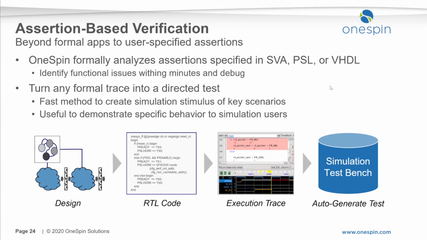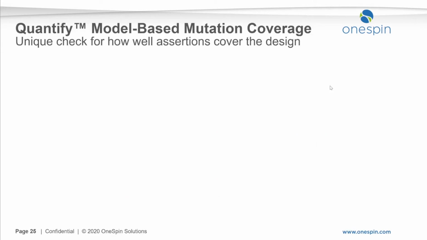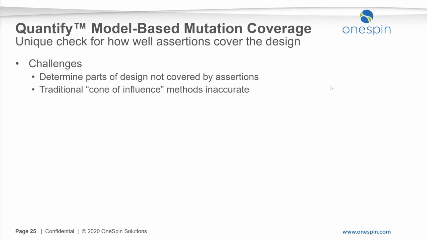And once you have all these assertions written, the question is always, like with any verification, how well did I do? Right? When am I done verifying? And that's always been the case, that people usually say your verification is only as good as your verification plan. However, we went a step further and we have developed a very unique mutation coverage model, which really helps with identifying verification holes. So the challenge is that you need to determine which part of your design is not covered by the assertions you have written.